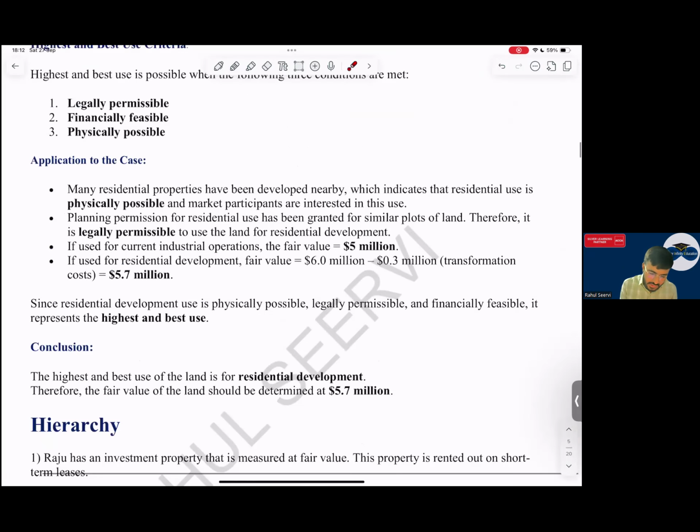Here we have seen this. So 6 million was the fair value of the residential property minus 0.3, 5.7. This 5.7 is as per residential. But if we see from the industrial point of view, it's 5 million. Even though the company is using this for industrial operation, it is physically possible, it is legally permissible, and it is financially feasible, it's profitable. So we consider all the three criteria are being met. So we say that in that case, 5.7 is your fair value.